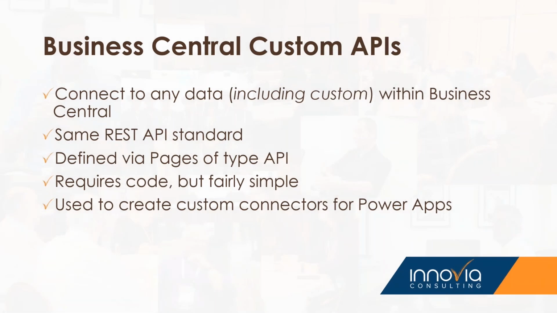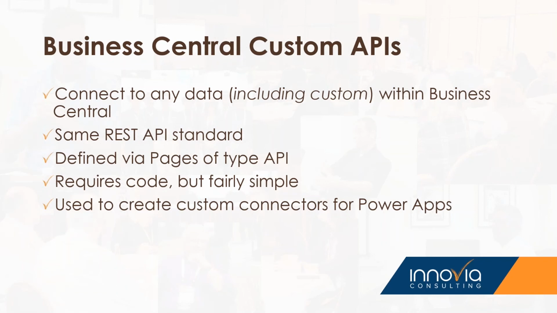So you might be thinking 44 tables, geez, that doesn't sound like much. There's hundreds, if not over 1,000 tables in Business Central nowadays. What about my custom data? How am I going to get that out? What Microsoft has done is they also allow you to build custom APIs. And this is really slick in that it's very simple to do.